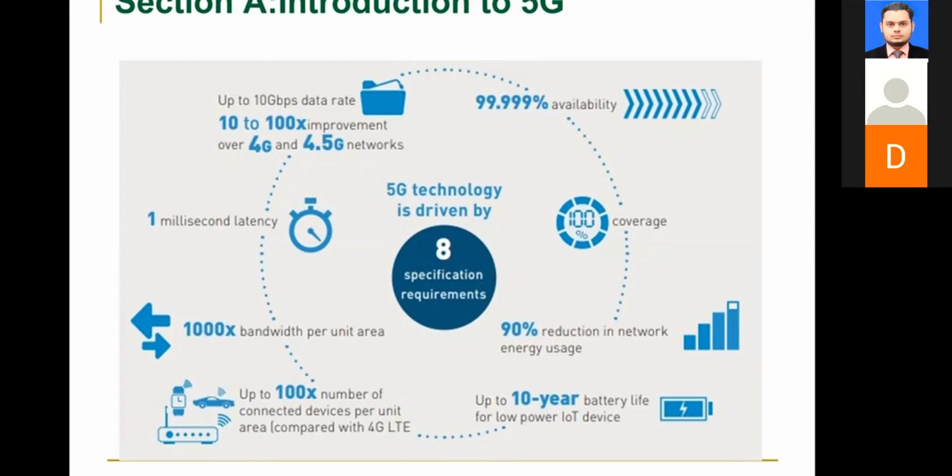It is also capable of providing very high bandwidth per unit area. And on the top left side is the latency, the delay between the services, reduced to 1 millisecond. This is important for critical internet applications, we will see in the coming slide. The data rate is going to be increased by 10 to 100 times compared to 4G and 4.5G.